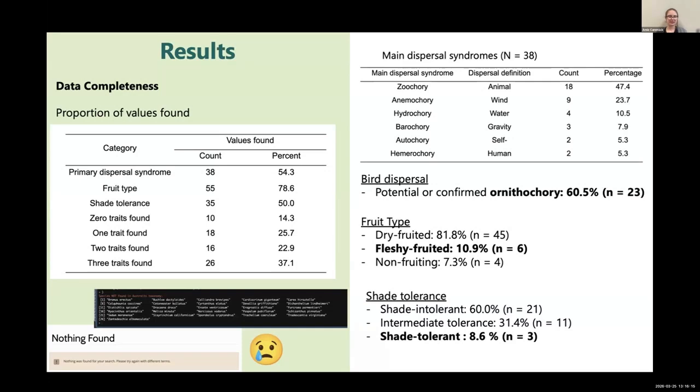Within the data that I did find, I saw that recently naturalized species tend to be animal dispersed, dry fruited, and shade intolerant. And the majority were either potentially bird dispersed or confirmed to be bird dispersed. The traits of concern, which are bolded on the right, are bird dispersal, fleshy fruitedness, and shade tolerance. Bird dispersal and fleshy fruitedness both mean that species are more likely to become invasive, whereas shade tolerance reflects higher impact, including on intact forest ecosystems, especially when together with bird dispersal.